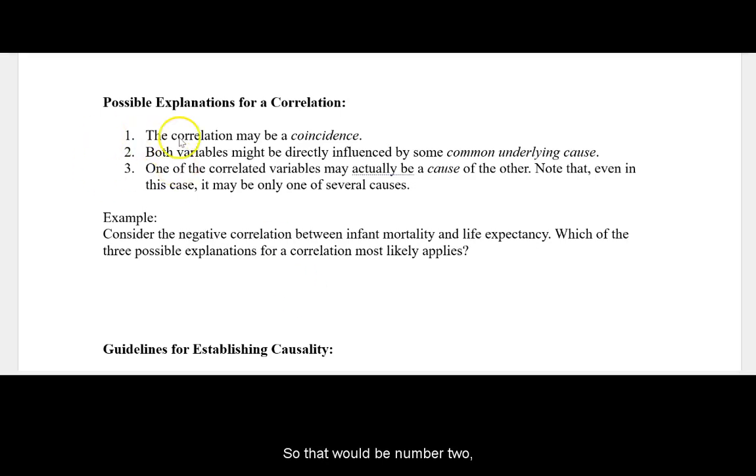So that would be number 2. Both variables depend on an underlying variable that we would call the quality of healthcare. In countries where healthcare is better in general, infant mortality is going to be lower and life expectancy would be higher. So this would really be number 2. The common underlying cause for that negative correlation would be the quality of healthcare. And that would be one of the things that we would say would be the cause for that negative correlation.